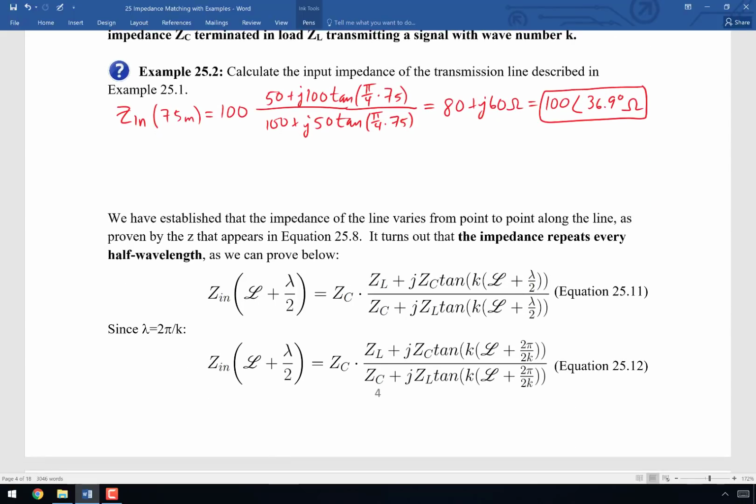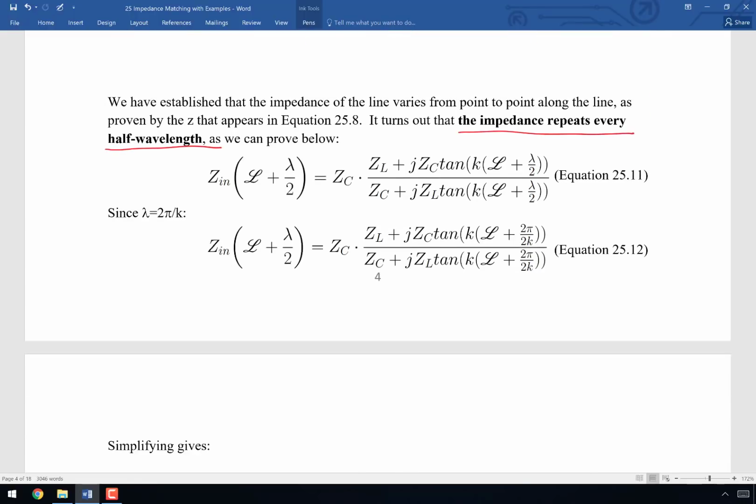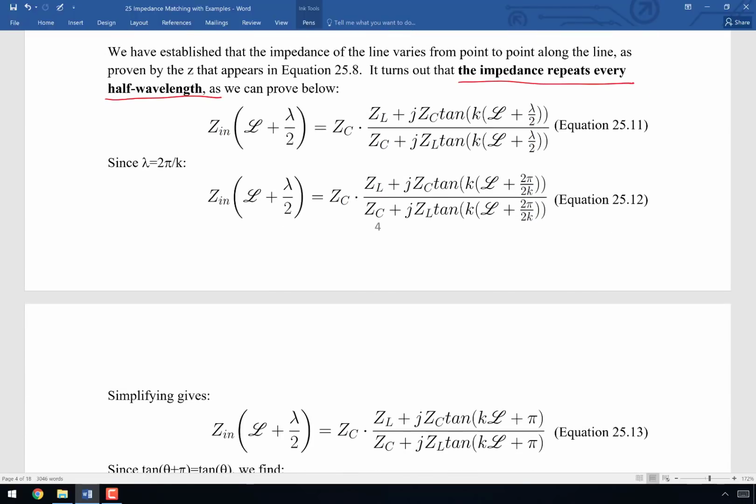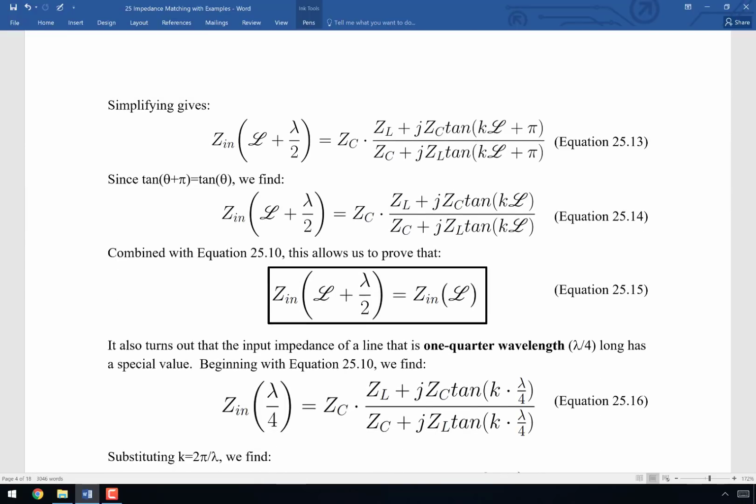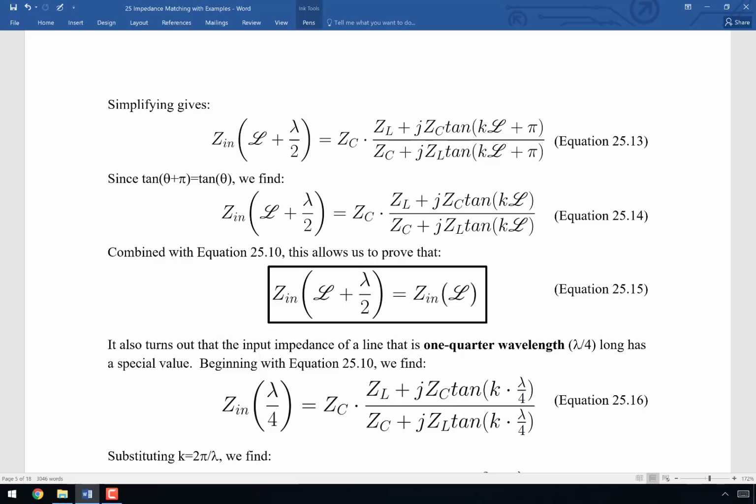Now, one thing that we can prove, and I'm not going to dig into the details here, is that the impedance along the line repeats itself every half wavelength. So whatever that impedance is doing, it's going to have a cycle, and it's going to have a repetition every half wavelength. And what we're proving here in these equations, and again I'm going to skim past this a little bit, is that Zin of L plus lambda over 2 is equal to Zin of L. So if we look at what it looks like at L, it's going to be exactly the same thing at lambda over 2.